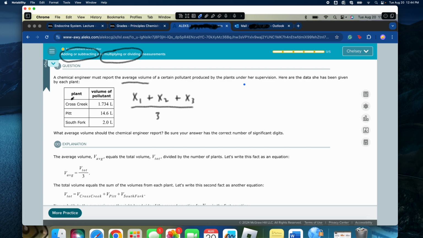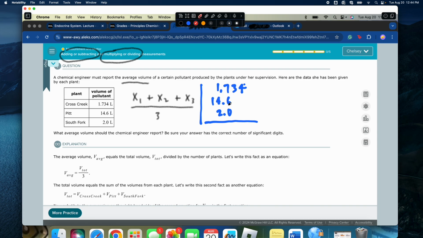We have to separate this into two separate stages because addition and subtraction have different rules for sig figs. So what I'm going to do is take my problem, 1.734 plus 14.6 plus 2.0. I'm going to write right on top of this. This marker is a little bit big, so let's go with a smaller one, and let's go with red to make a point here.